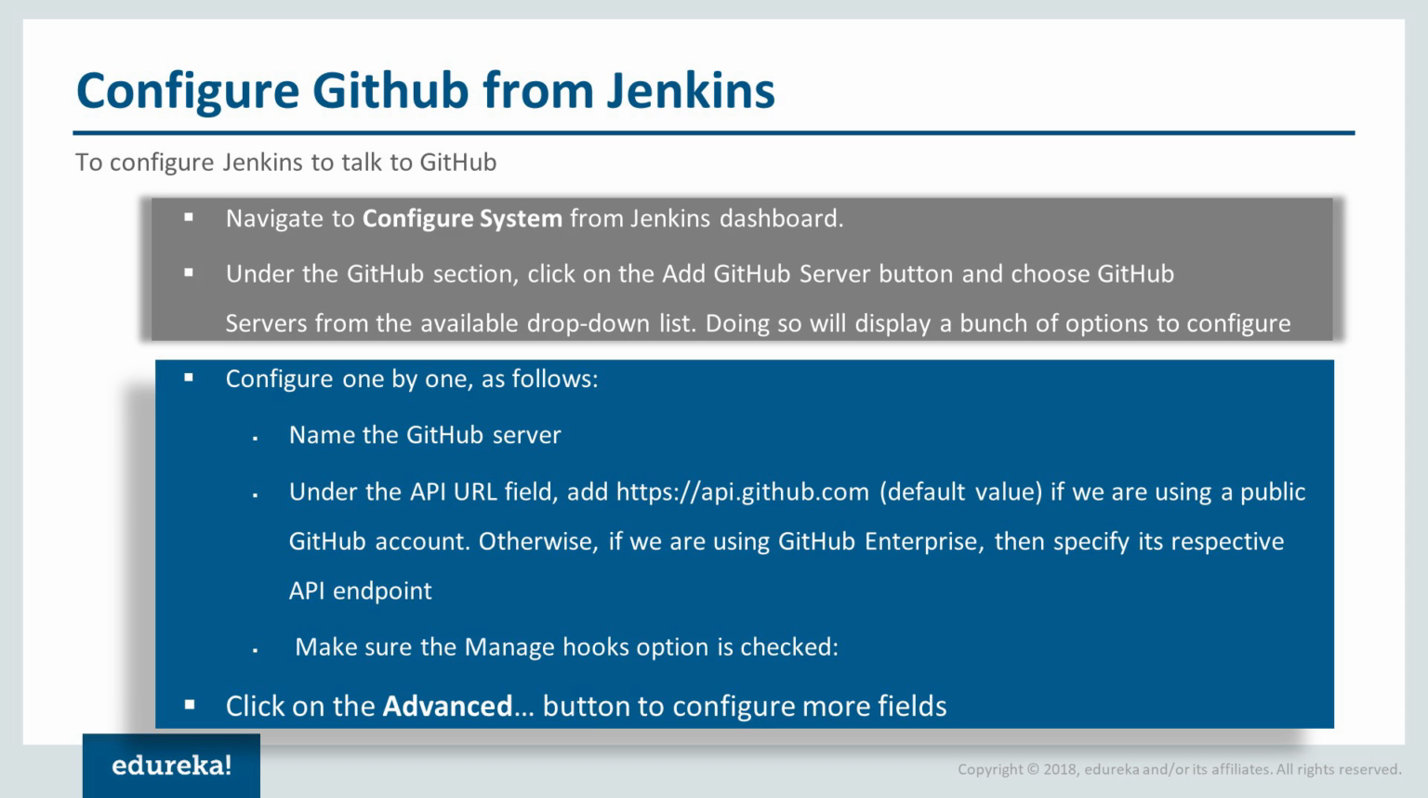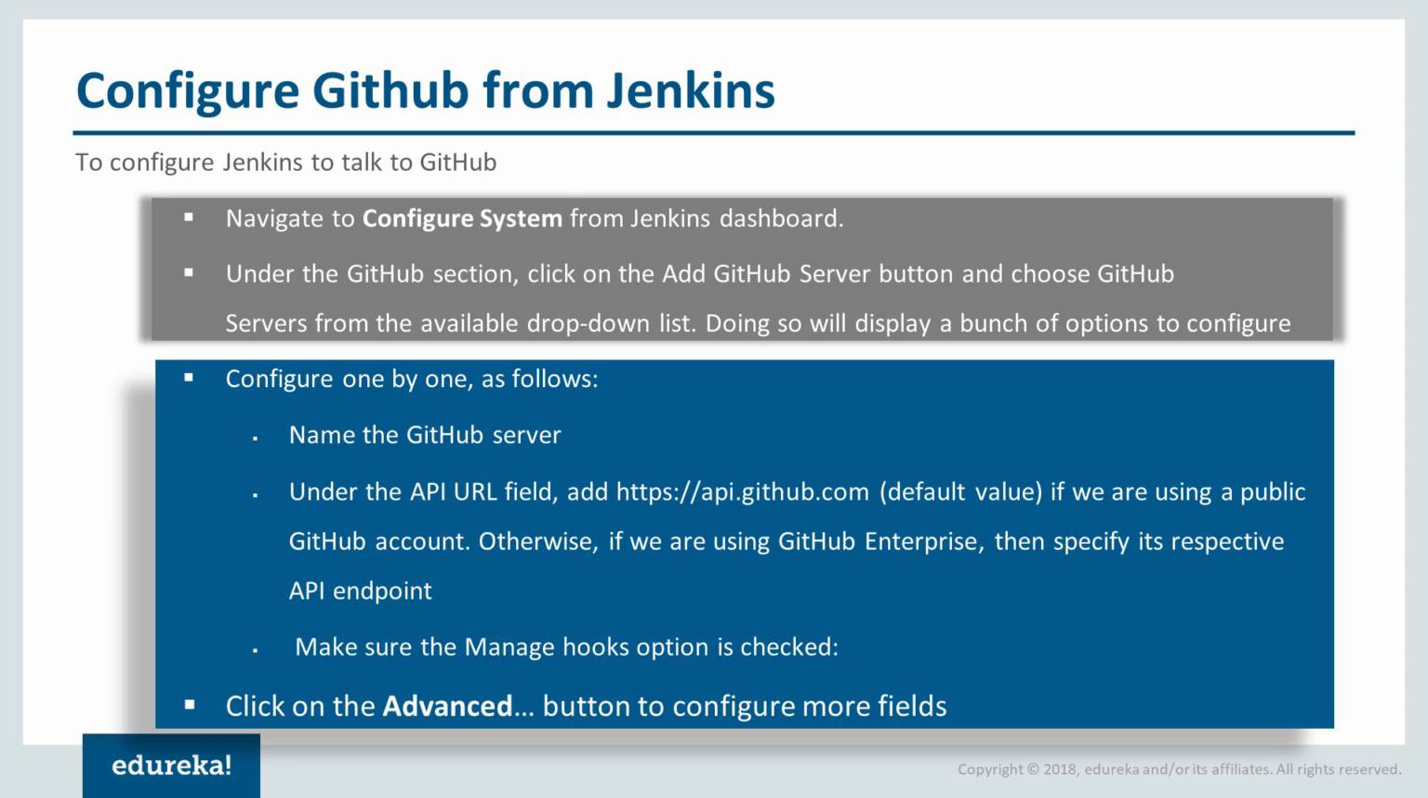Once that is done, you need to configure Jenkins to talk to GitHub. So you come to configure system from the Jenkins dashboard. Under the GitHub section, you just need to click on the add GitHub server button and choose GitHub. Once you do that, it will ask you for the API URL. You just need to give api.github.com. That's the default value. That will work in most cases if you're working on a GitHub public account or public GitHub repository. If you're using GitHub Enterprise, which is kind of an on-prem version of GitHub, then you need to specify the specific API endpoints which you have used for that.